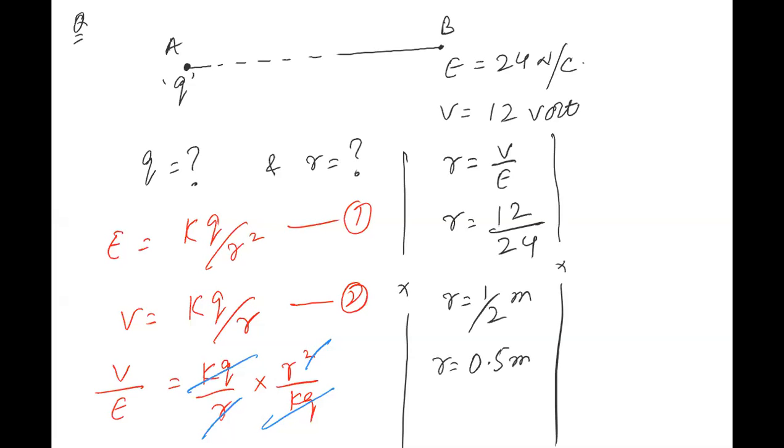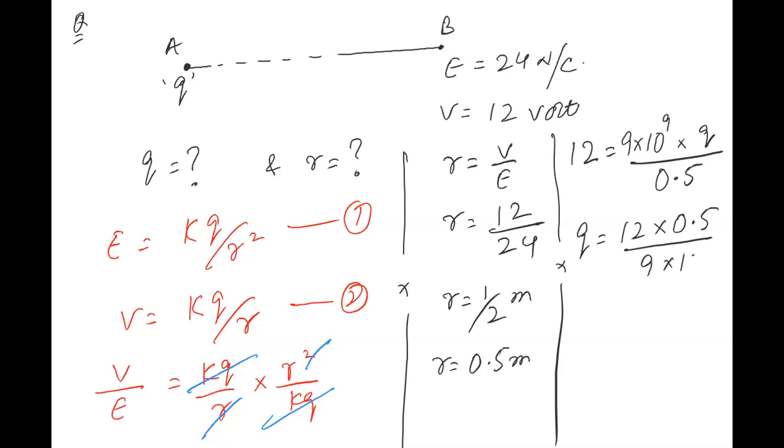Now you can substitute the value of R either in the formula of electric field or you can put it in the formula of potential and you can find the value of charge. For example, मान लो R की वैल्यू को मैं इसमें रख दूं सेकंड इक्वेशन में, तो I know the value of potential is 12. K, I know the value of K as 9 into 10 to the power 9 multiplied by charge, which I am supposed to calculate for, divided by distance, and distance is how much? The distance is 0.5. So charge will be equal to 12 multiplied by 0.5 divided by 9 into 10 to the power 9. तो इसको आप ऐसे भी लिख सकते हो 6 upon 9 into 10 to the power 9. Or you can write this as 2 by 3.